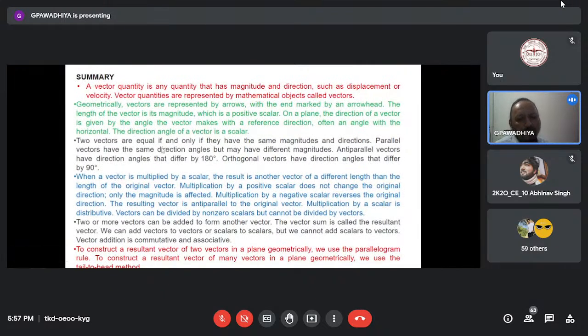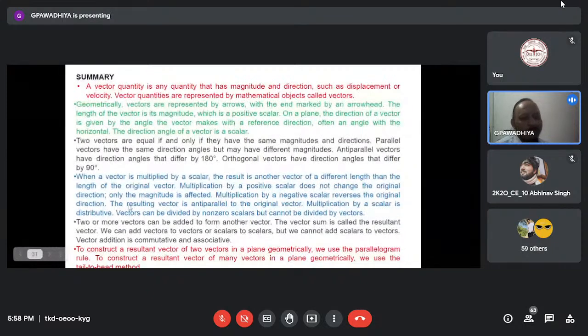Two vectors are equal if and only if they have the same magnitude and direction. Parallel vectors have the same direction angles but may have different magnitudes. Anti-parallel vectors have direction angles that differ by 180 degrees. Orthogonal vectors have direction angles that differ by 90 degrees.